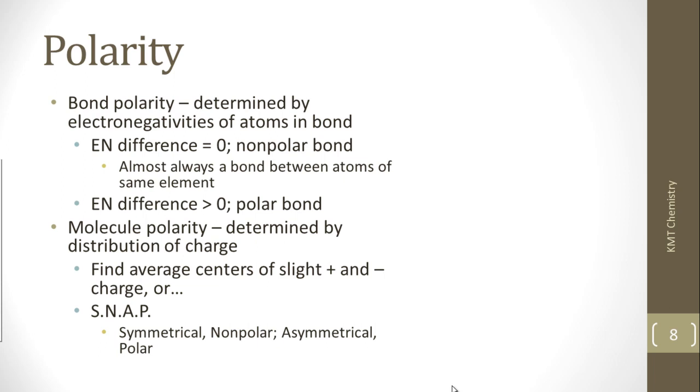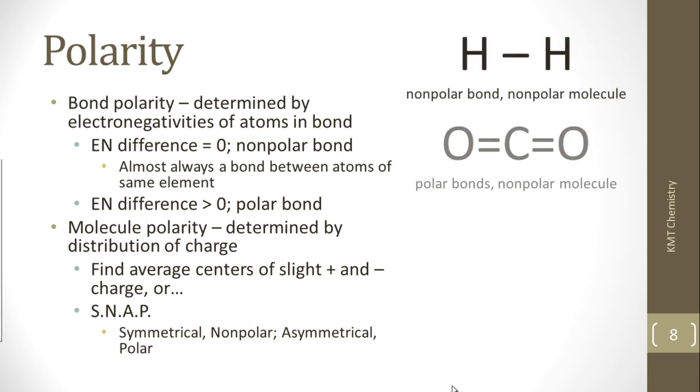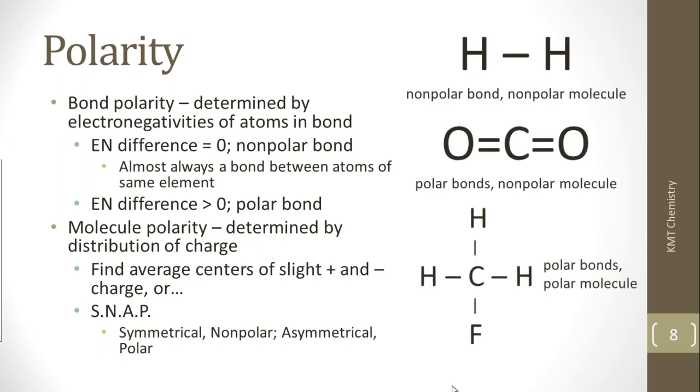Here are some examples of molecules and their bond and molecular polarities. Hydrogen, you see, has a nonpolar bond and is a nonpolar molecule. Carbon dioxide has very polar bonds. However, since the molecule is symmetrical, the pole towards one end balances out the pole towards the other, leading to a nonpolar molecule. Fluoromethane, shown on the bottom, has polar bonds and is a polar molecule as well.